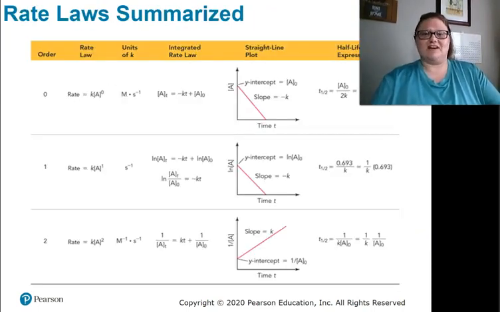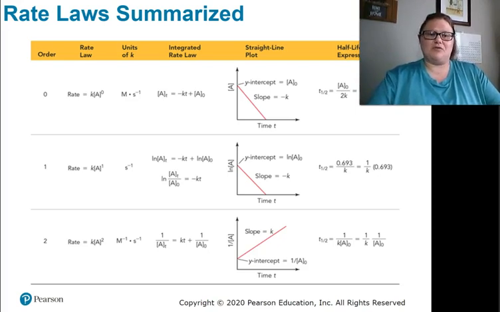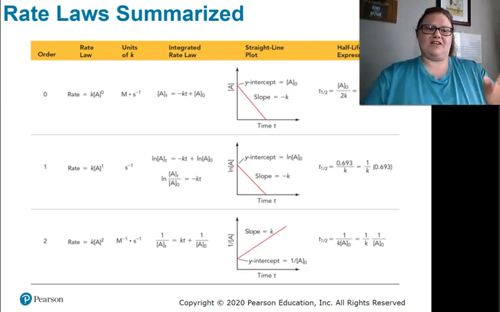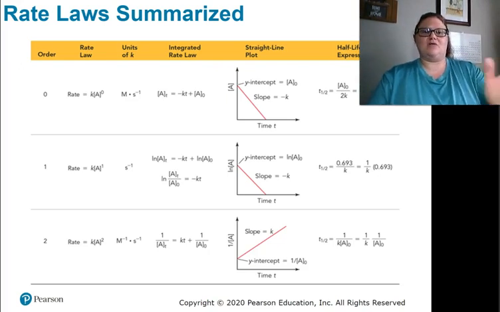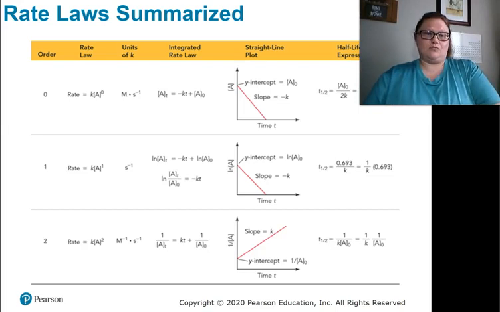All right, let's look at each rate law. This is another good thing to take a screenshot of, print it out, or just rewrite it in some way so that you have it as a reference. And so we look at this, we have the rate order listed, starting at 0 going down to 2. Okay, we have our rate law written out. The units that K will have. What the integrated rate law is, which you do not have to worry about learning, okay?